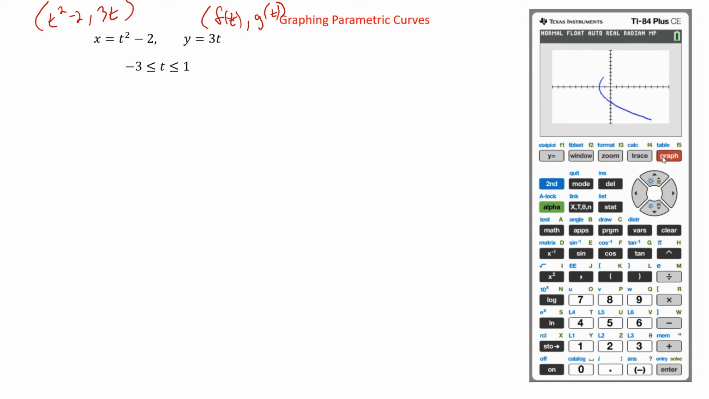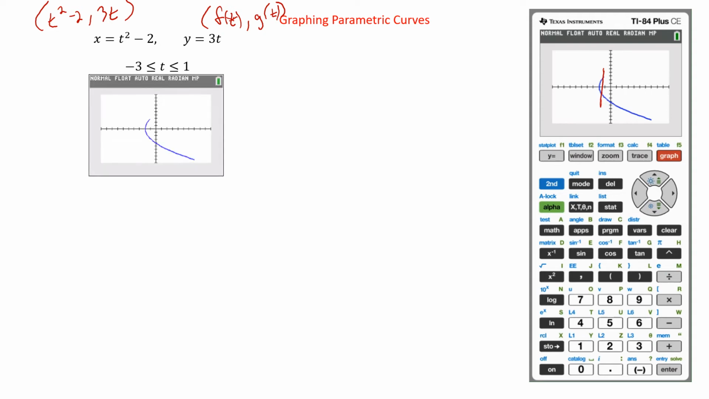All right, and we have our graph. Notice this is not a function because it fails the vertical line test right here. So it's not a function, but we can still graph it. And so we get that graph.